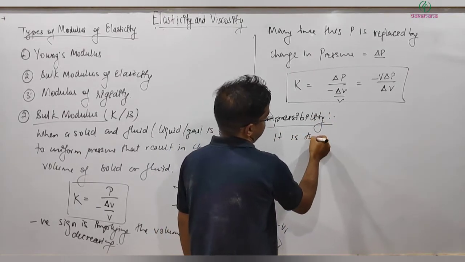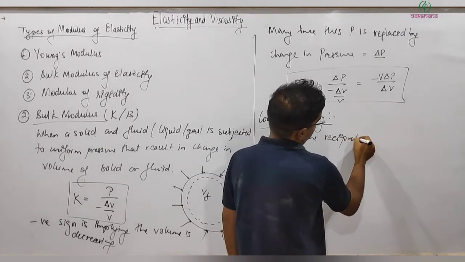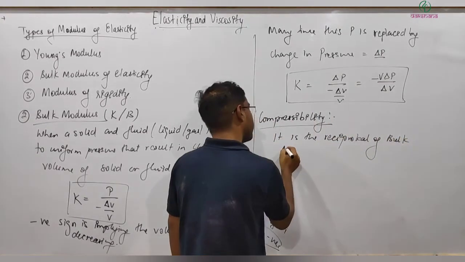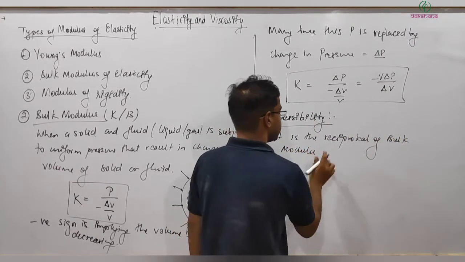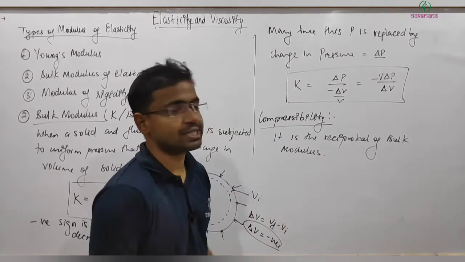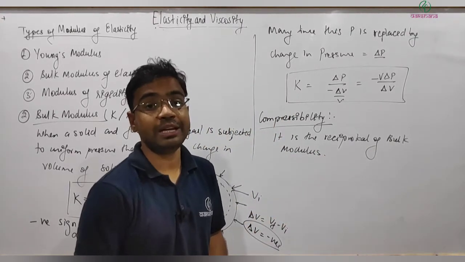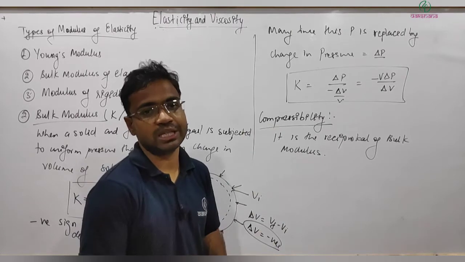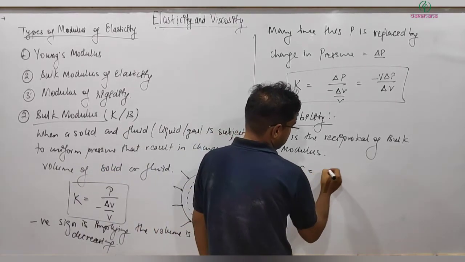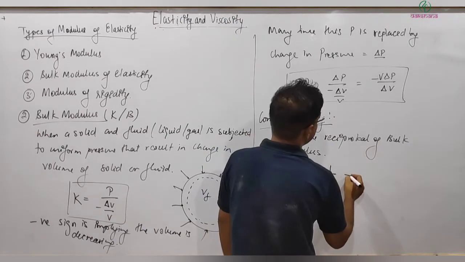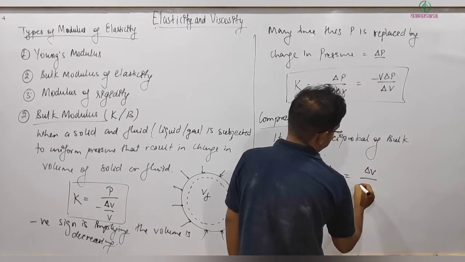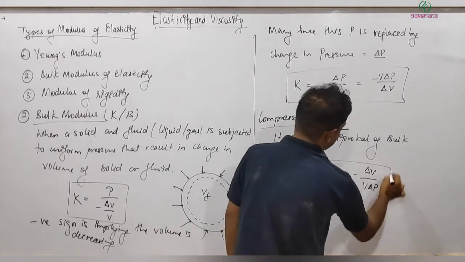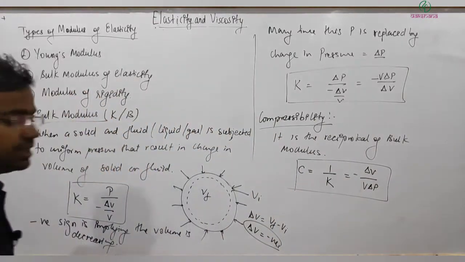It is the reciprocal of bulk modulus, that is termed as compressibility. So bulk modulus is defined for solid or fluid. Fluid means it can be gas and liquid also. So for that we can define compressibility, how much compressible it is. So compressibility C is equal to 1 by K, and that will be equal to mathematically delta V divided by minus of V into delta P. This minus you can use here also. So this is called compressibility, right?